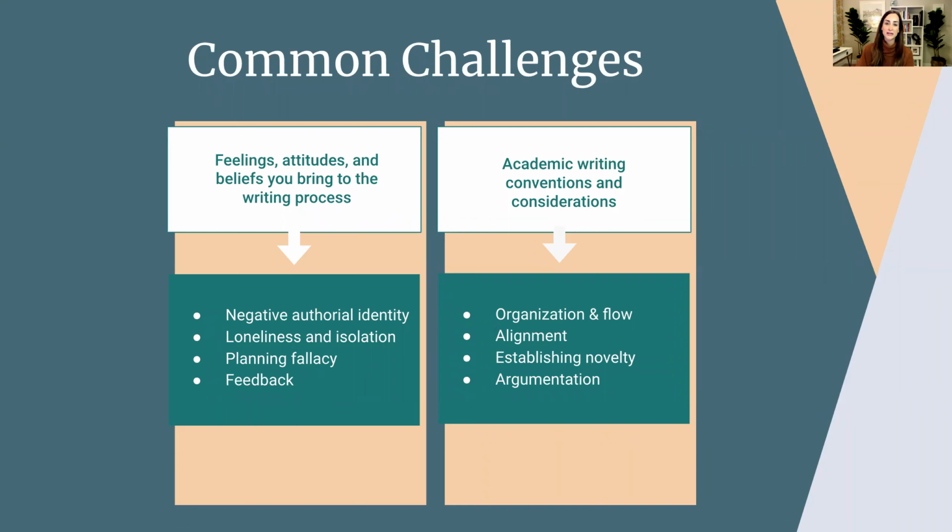And then we have this other set of challenges that I filed under academic writing conventions and considerations. We have organization and flow. Achieving good organization and flow in your writing is a common challenge. Also alignment, establishing novelty, so establishing the need for your study, and then argumentation. So these are the common challenges I'm going to discuss. The way I'm going to organize this webinar is I'll present a challenge, I'll talk about it for a moment, and then I'll present at least one, if not more, different strategies and writing practices that you could implement in order to address that challenge.